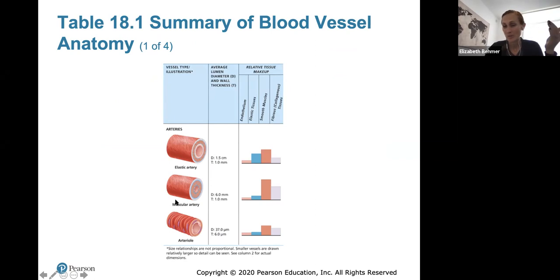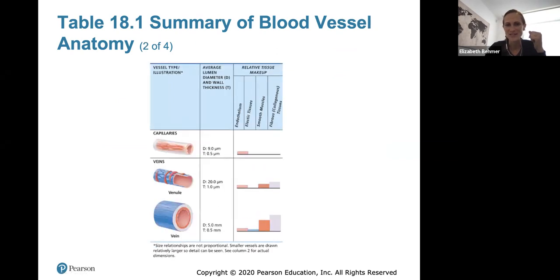Muscular arteries are what most named arteries are. This is where you'll see the large muscle layer. And then arterioles are the smallest diameter of arteries. Capillaries will actually be the tiniest diameter. Only about one blood cell can fit through a capillary at a time. Venules are the smallest veins, and then we work our way up to a normal size, largest vein.